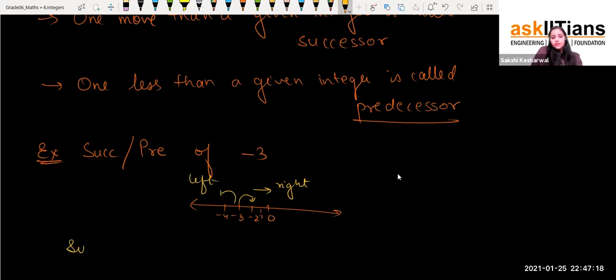So its successor will be equal to minus 2, yes or no? And the predecessor will be equal to minus 4, right or not?